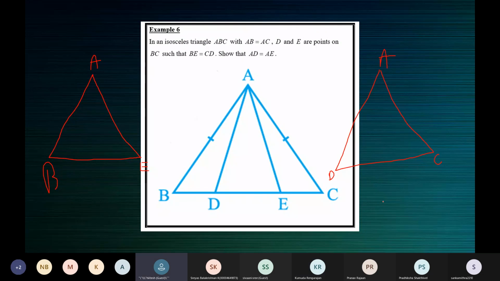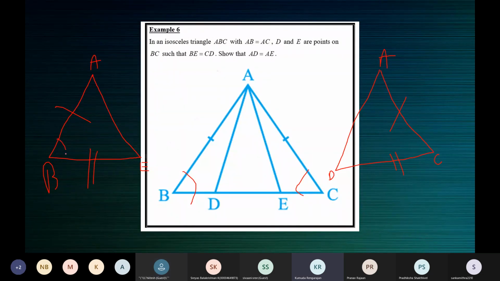Ma'am, AB is equal to AC, given. Correct. BE is equal to CD, ma'am. This is also given. It's directly given then. Angle B is equal to angle C, ma'am, because two sides are equal, so the opposite angles are also equal. Because in a triangle, when two sides are equal, the angles opposite to them are also equal. Correct.